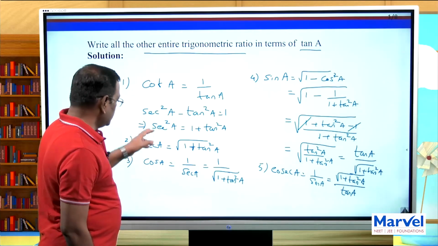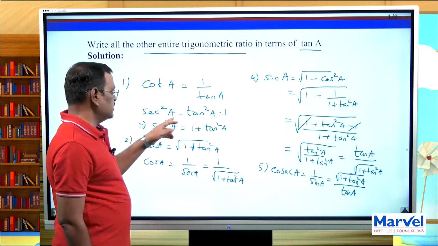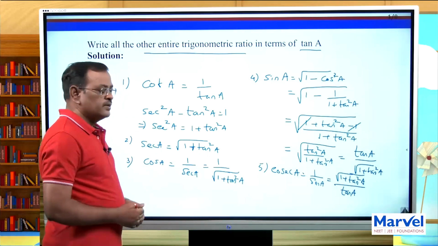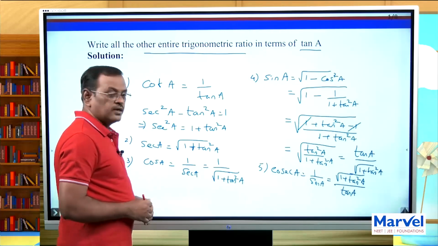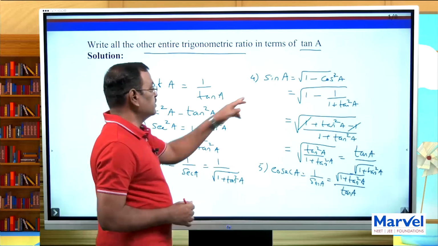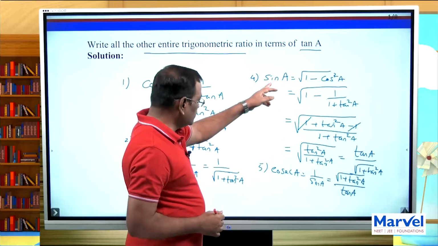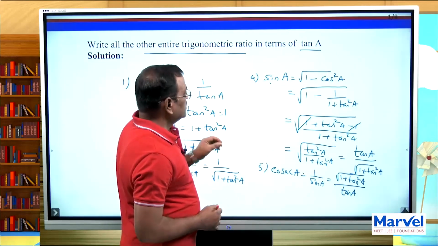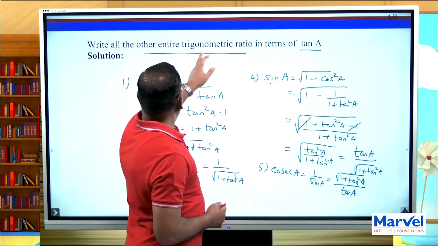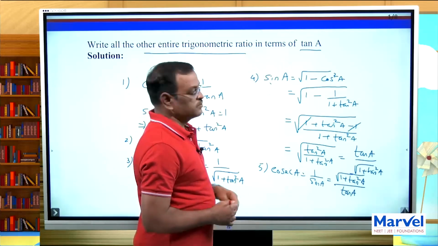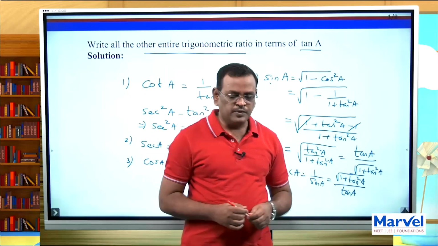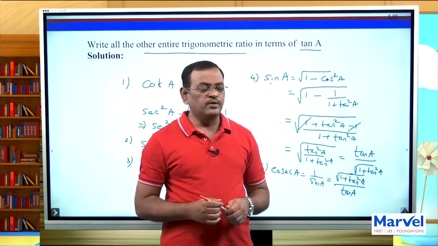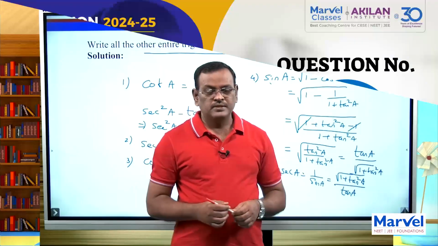For the remaining functions, you need to apply this trigonometric identity, secant square A minus tan square A equal to 1, to get secant A. Once you find secant A, immediately you can calculate its reciprocal cos A. If you know the value of cos A, you can find the value of sin A, and using sin A, you can find its reciprocal cosecant A. This is how to write the other entire trigonometric ratios in terms of tan A using two concepts. One is trigonometric identities, another one is reciprocal ratio. Now you know the technique of how to write the remaining 5 functions.